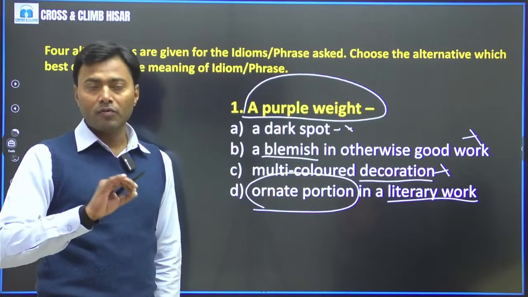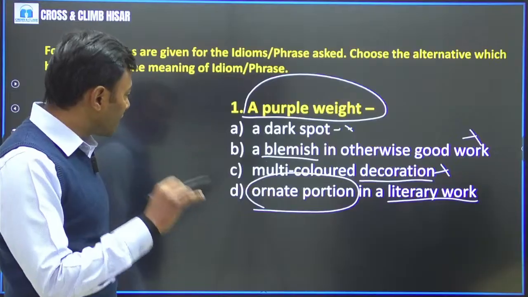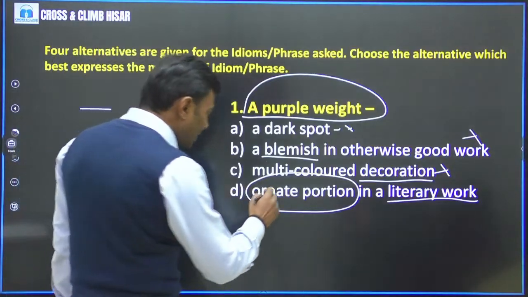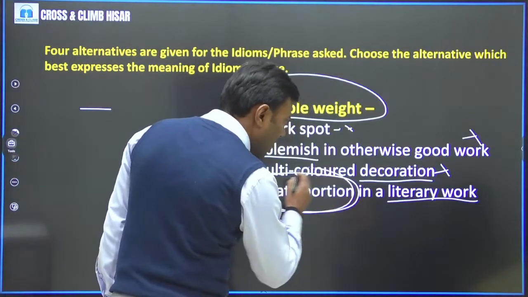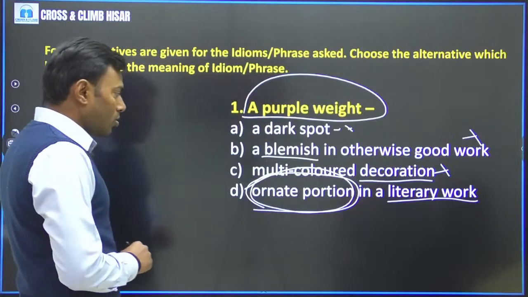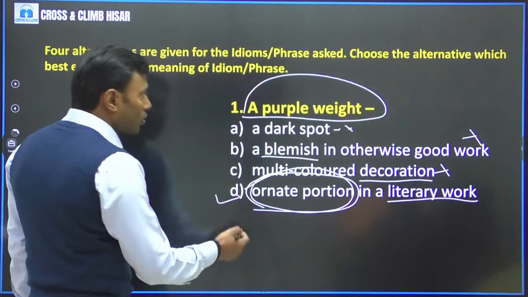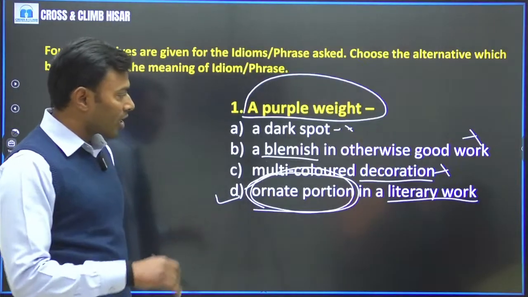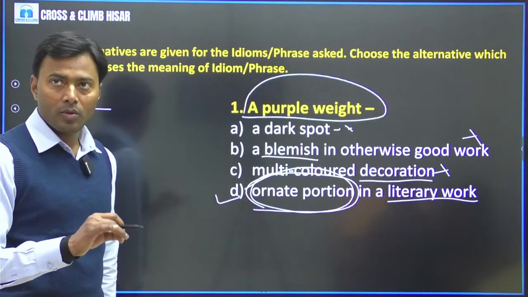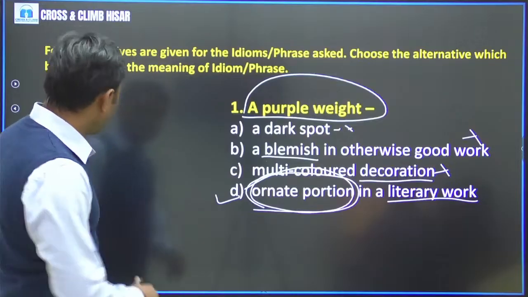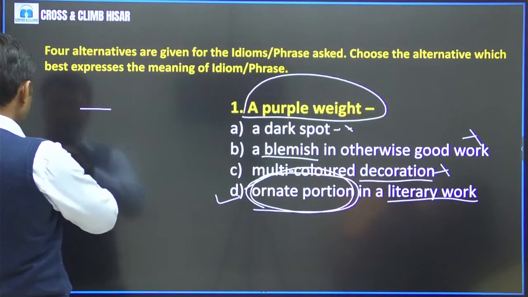If there is a piece of literature and that contains a purple patch, it means that is an ornate portion in that particular book, right? So the answer is D. So a purple patch means an ornate portion in a literary work, right? So let's move to the next question.